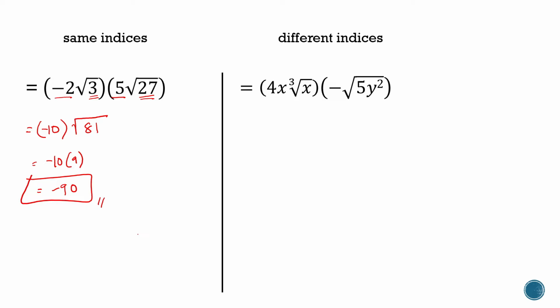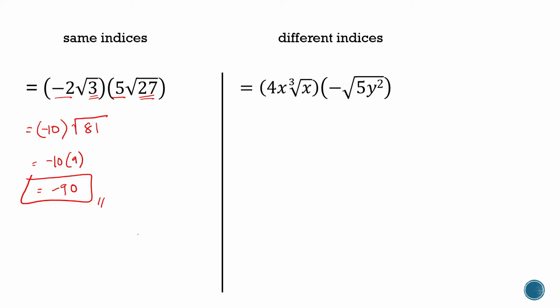All right, so that's how we multiply radicals with the same indices. The rules of multiplying radicals are not that difficult. We just need to make sure that the indices are the same so we can multiply the coefficients and the radicands. Now in case the indices are different, we need to do something.